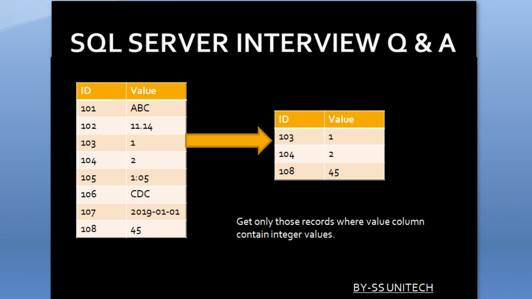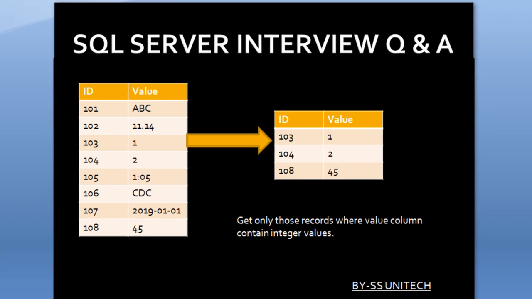As we can see, for ID 103, the value is 1, that is an integer value, so we want this in the output. Next, for 104, the value is 2. This is again an integer, so we want it in the output. Next is 108, that is 45. This is again an integer value, so we want it in the output. We just want only the integer values available in the value column. So let's move to SQL Server Management Studio to write the query for getting this output.